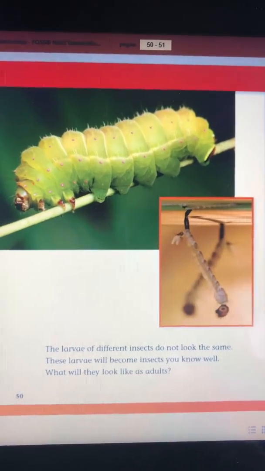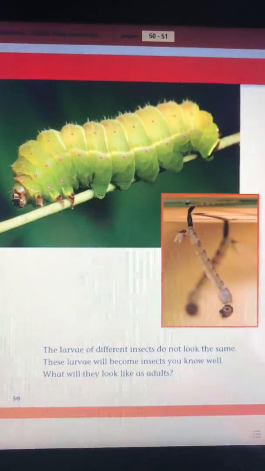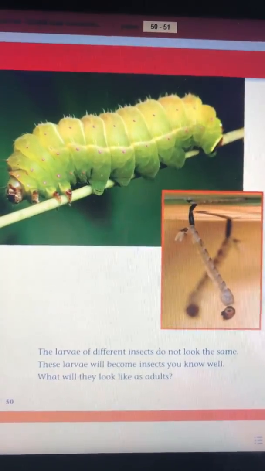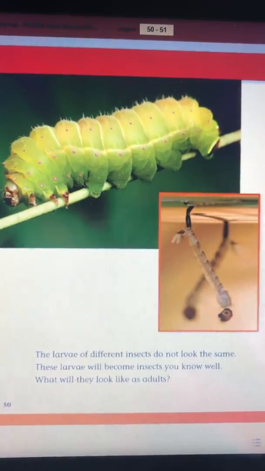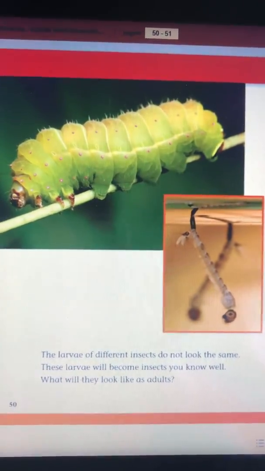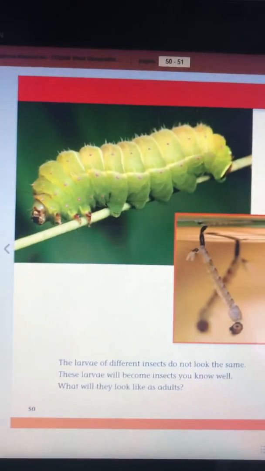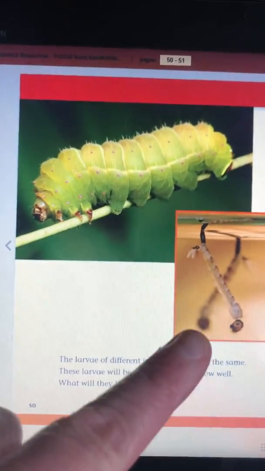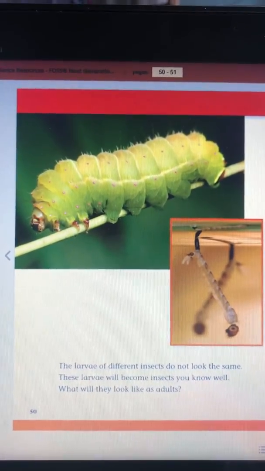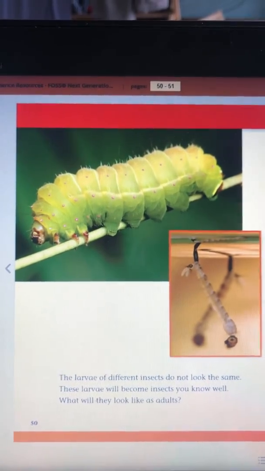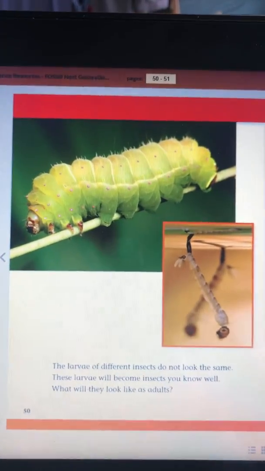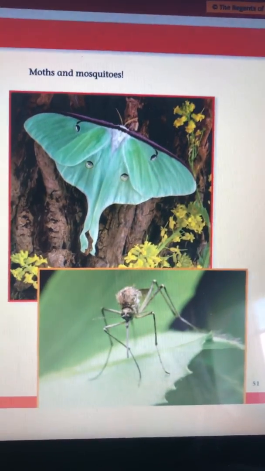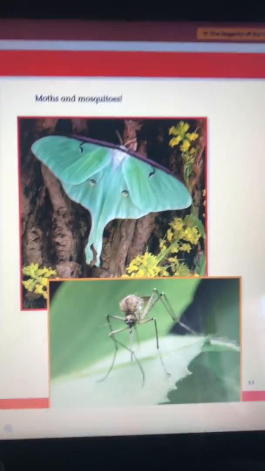The larvae of different insects do not look the same. These larvae will become insects you know well. What will they look like as adults? So this is one larva, and that's another type of larva. So larva is the first stage once they come out of their egg. They will become moths and mosquitoes.